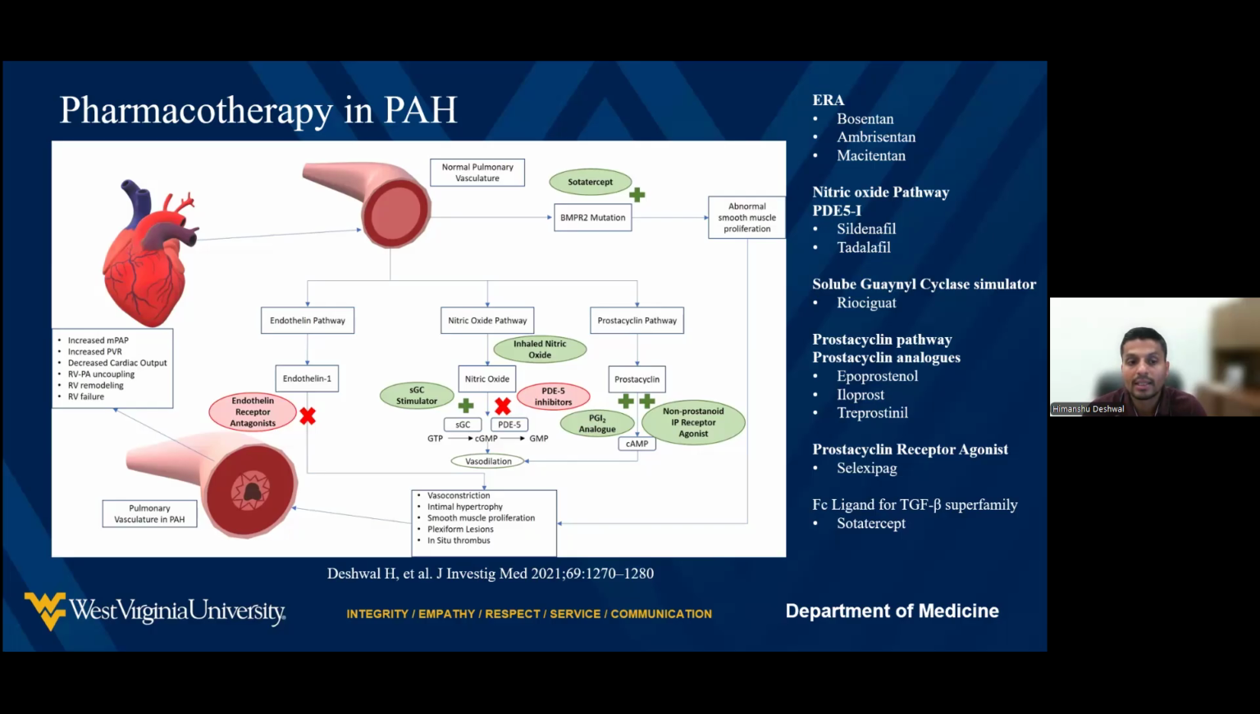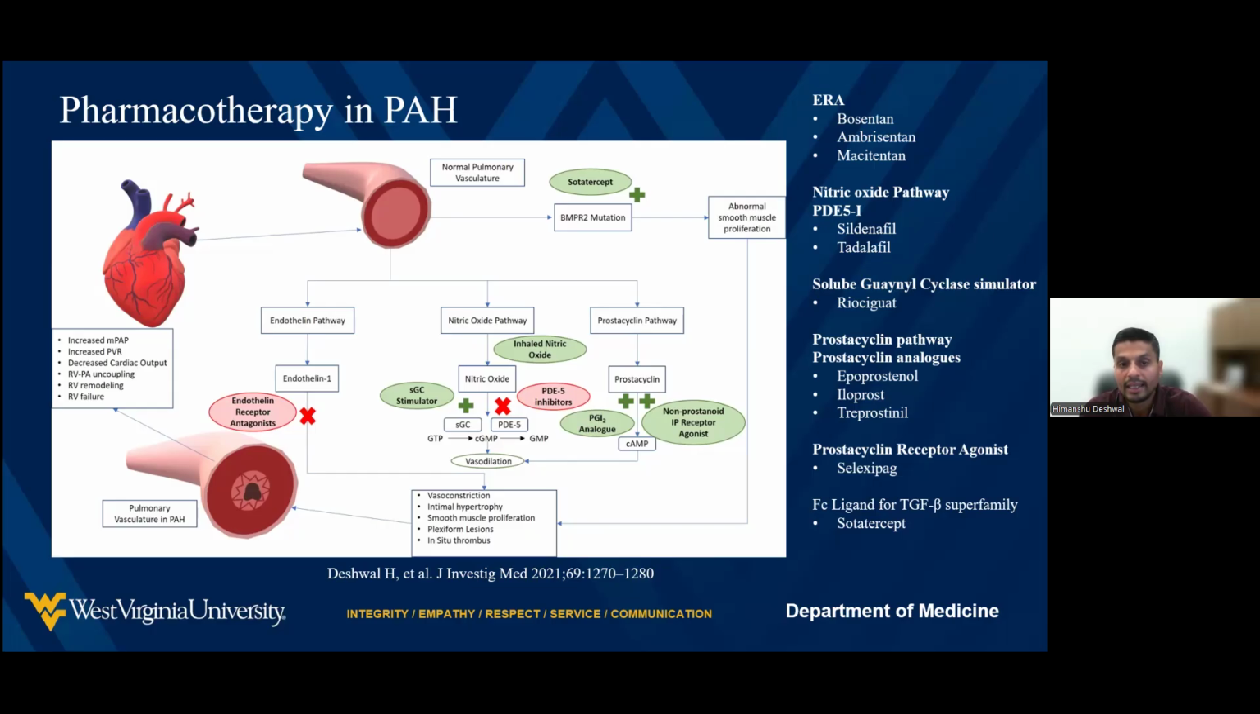So the drugs basically are endothelin receptor antagonists. These are your bosentan, ambrisentan, macitentan that block endothelin, causing vasodilation. Then you have the nitric oxide pathway, which is your PDE5 inhibitors, sildenafil and tadalafil, and the soluble guanylate cyclase stimulator like riociguat. They work on the nitric oxide pathway. And then you have the prostacyclin pathway: epoprostenol, or Flolan, treprostinil, iloprost, and then selexipag, or Uptravi, which is an agonist of the prostacyclin pathway that causes vasodilation and some remodeling in pulmonary hypertension.